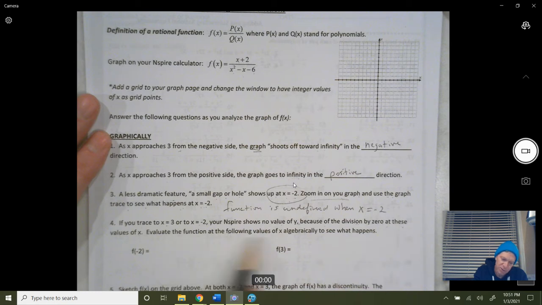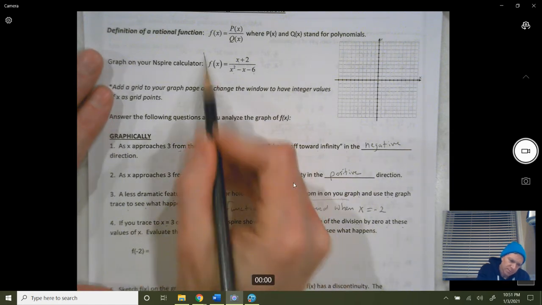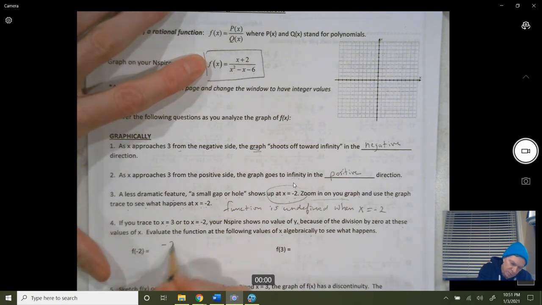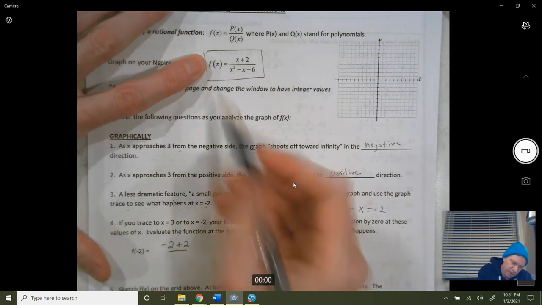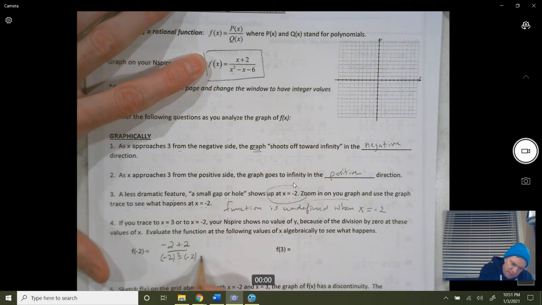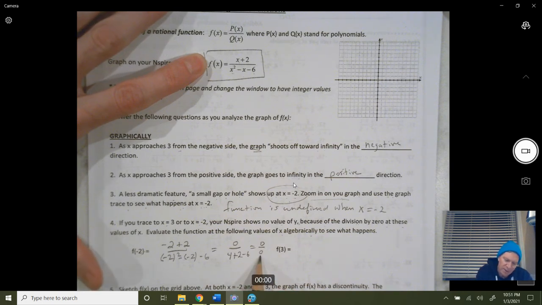Evaluate the function at the values of x algebraically to see what happens. Okay, so we're going to go to this function right here and say, what is f of negative 2? Well, you're going to get negative 2 plus 2 on the top. We're plugging in negative 2 for x, then plugging in negative 2 here. So negative 2 squared minus negative 2 minus 6. The numerator we get 0. The denominator we get 4 plus 2 minus 6, which is 0 over 0. Okay, we get something that's 0 over 0. We call that indeterminate form.